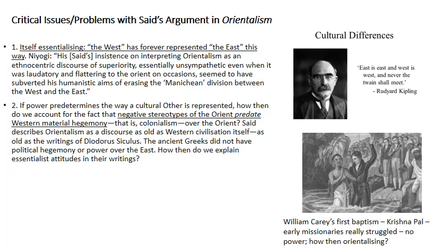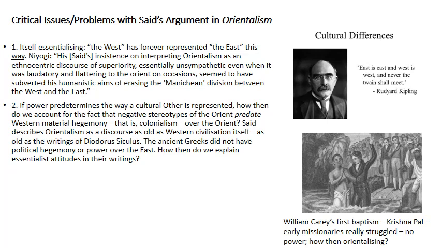Second problem, if power predetermines the way a cultural other is represented, how then do we account for the fact that negative stereotypes of the Orient predate Western material hegemony, that is colonialism, over the Orient? So the issue is that one of the things that Said says is that your relationship of power vis-a-vis another culture will to some extent predetermine the kind of knowledge that you produce about this culture.